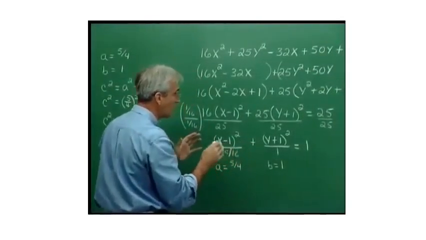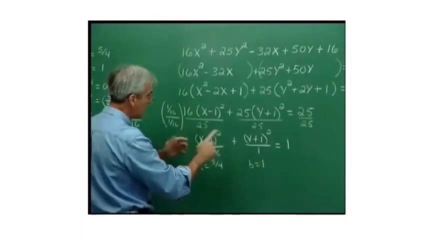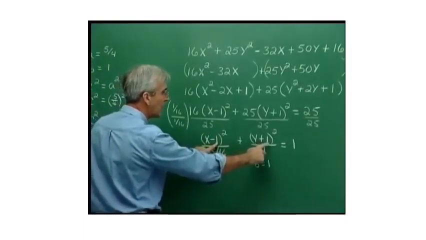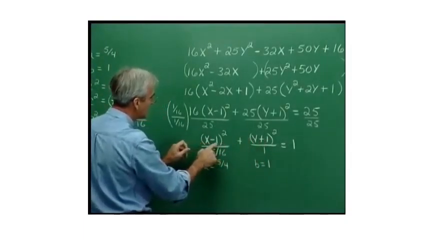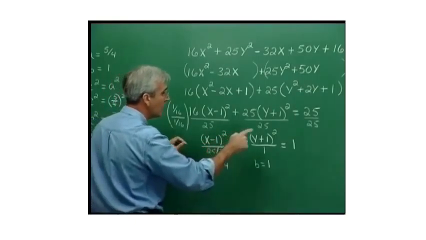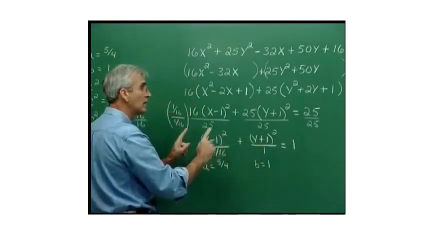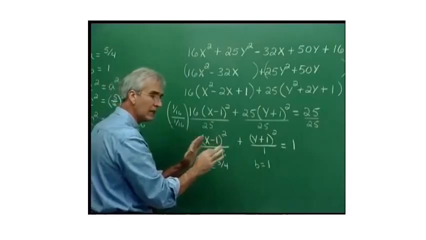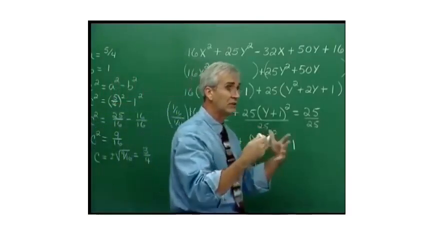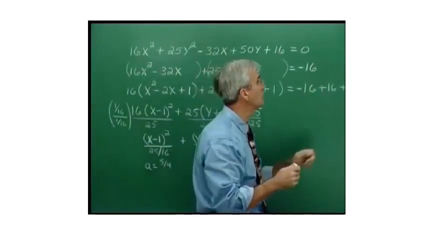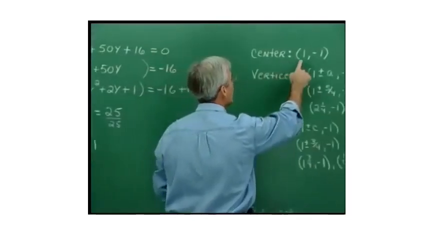First important point would be the center. Well, the center is at H and K. H and K follow minus signs, and the center then is at 1, -1. So 1, -1, and that's how we would begin the process of listing all of these important points. Let's go through and do that. The center is at 1, -1.